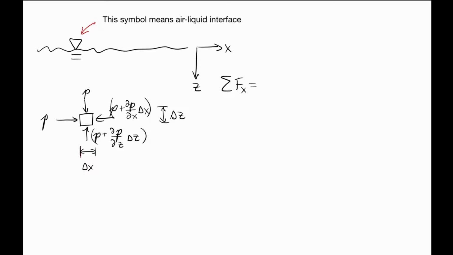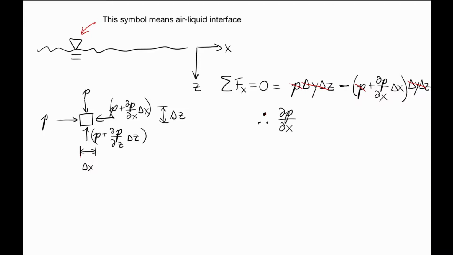Then I'll do a force balance in the x direction, where gravity's not acting in that direction. So the force balance goes p times the area, which is delta y delta z, minus the pressure acting on the other side, which is p plus dp/dx times delta x, with the same area, delta y delta z. The delta y delta z's cancel, and you're left with a balance that just says that dp/dx is exactly equal to 0, meaning that pressure does not change in the x direction. Pressure can, at this point, only be a function of z only. And now we'll see what that function of z is.